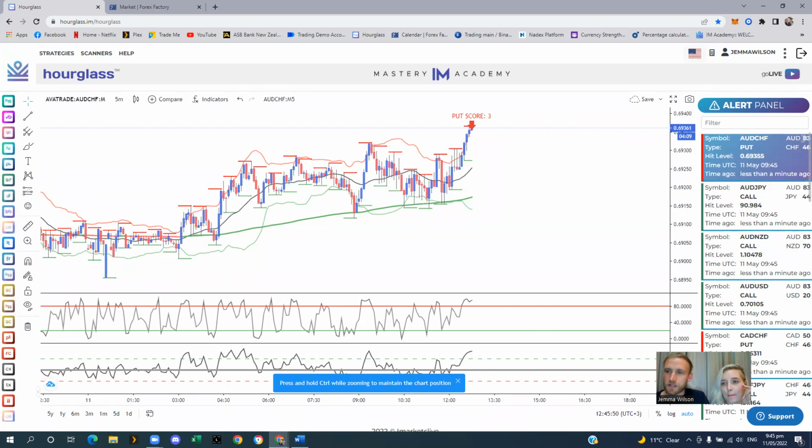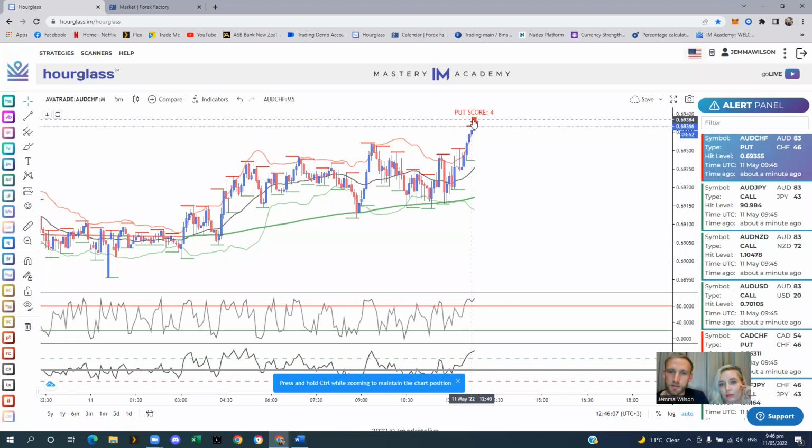So AUD is obviously stronger than the franc. Was it the Swiss franc at the moment? So it's obviously quite a lot stronger, with a big difference in those numbers, and that's a key thing to look for. That's what you really want to see. It will also tell you at the moment what the idea is. The idea is for a put, so it's got a downwards arrow.